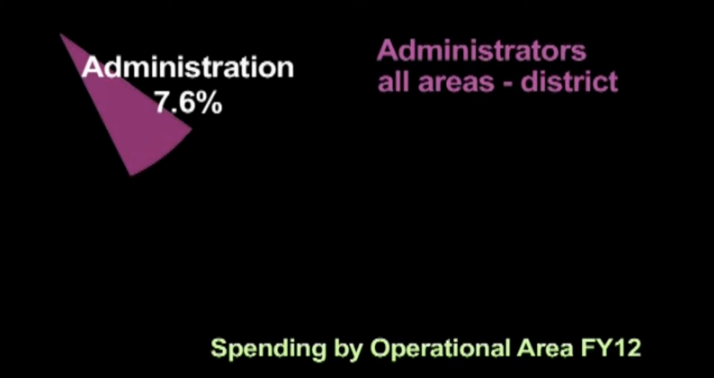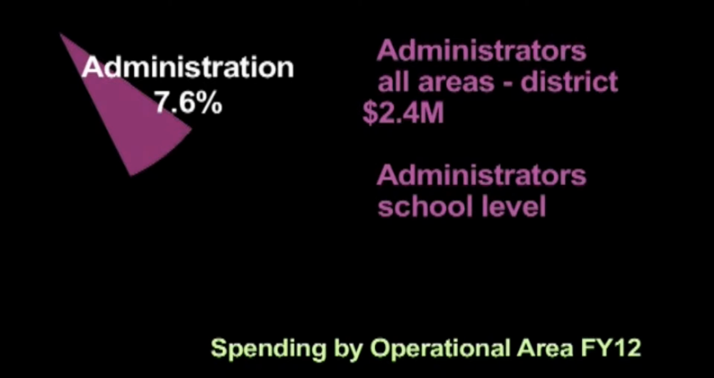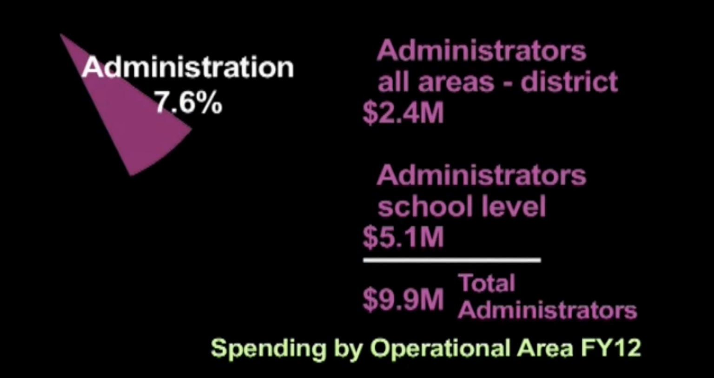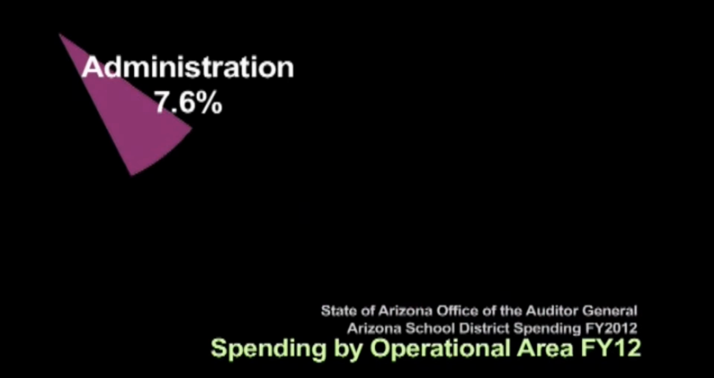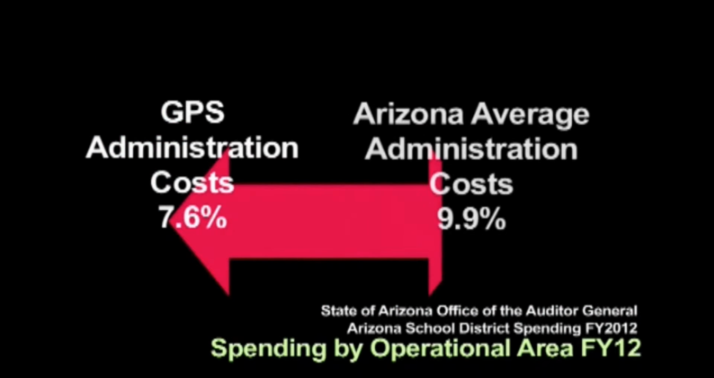And the cost of all of those administrators is $2.4 million. That's just for those positions at the district level. At the school level, those administrators would be your principals, your deans, your assistant principals, and that comes up to about $5.1 million. So the cost of all of the people who are labeled as administrators in the district with their salaries and benefits is about $9.9 million, as opposed to the cost of administration services as a whole, which is about $18 million. Our administrative costs are one of the lowest in the state.